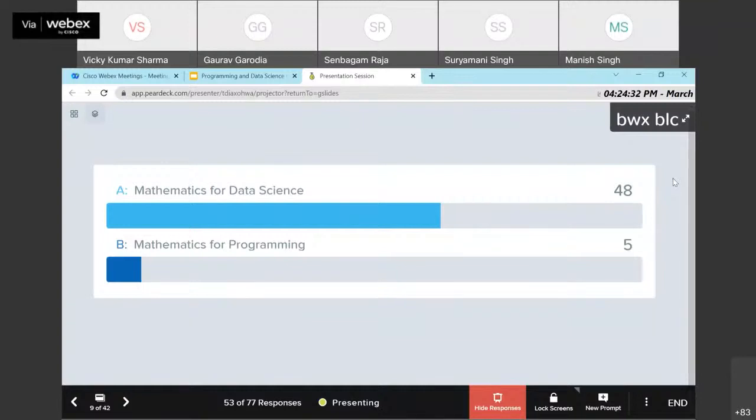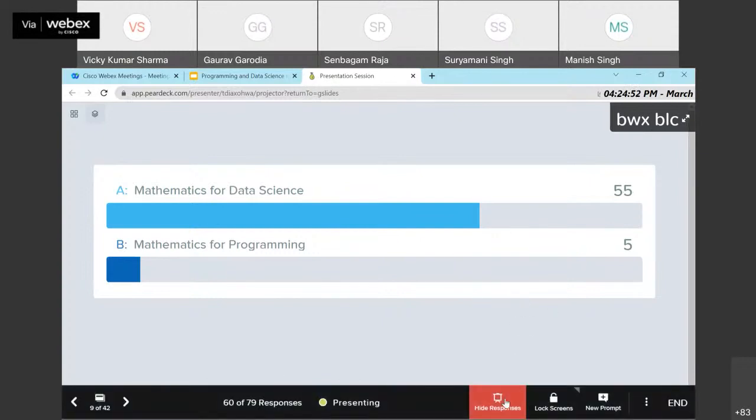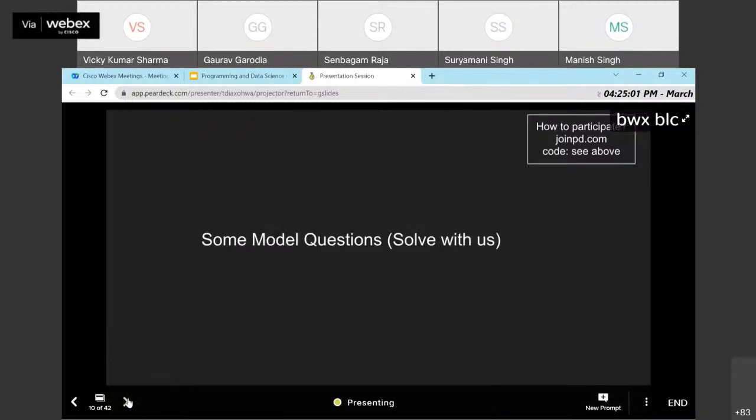Then can I conclude that there are roughly 5 to 10 who are waiting for mathematics for programming? I can see there are a lot of you who are appearing for mathematics for data science. So even you got some idea of how big the crowd is. I think this is helpful for all of us, right? So let's switch to some model questions.